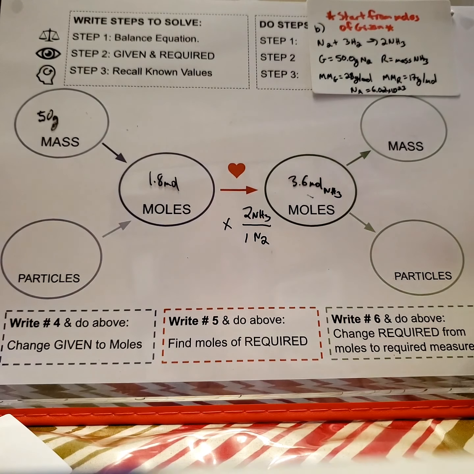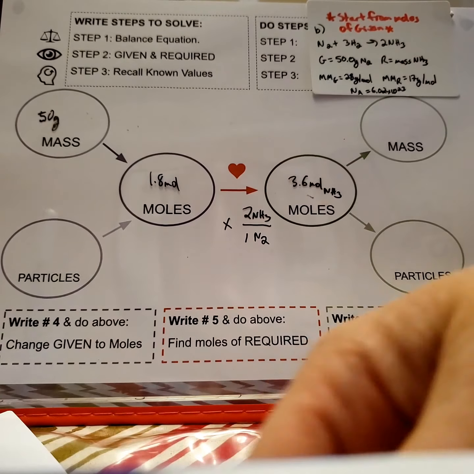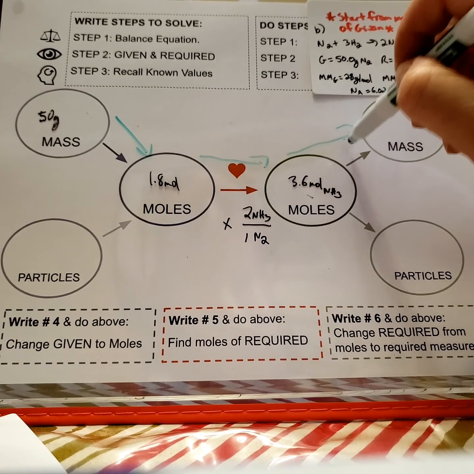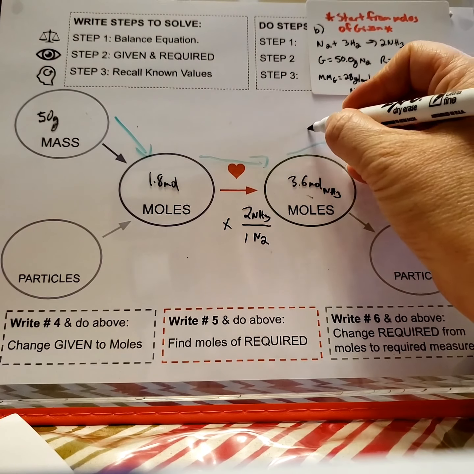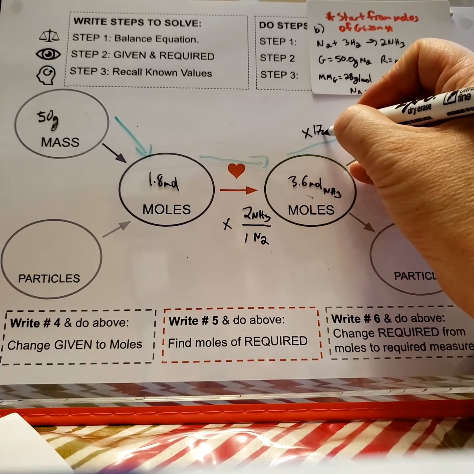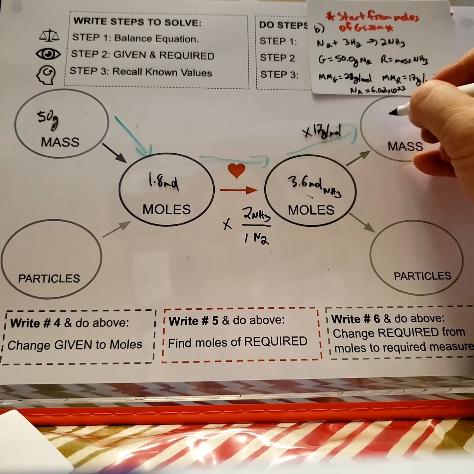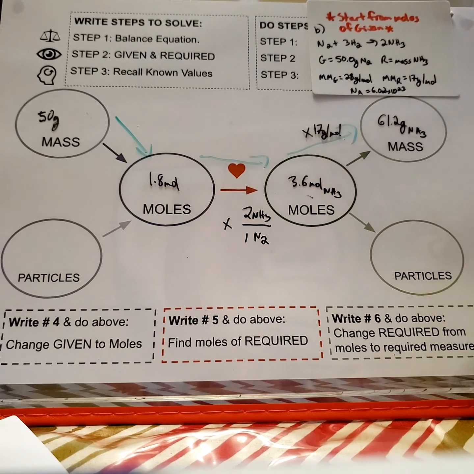And again, they want the mass back, so we're going up here. All right, so we are going to take that same route again, going this way, going this way, going this way. We need to use the molar mass of ammonia this time. So we are going to multiply by the 17 grams per mole. That's the molar mass of ammonia, 3.6 times 17, and we're going to end up with 61.2 grams of NH3.